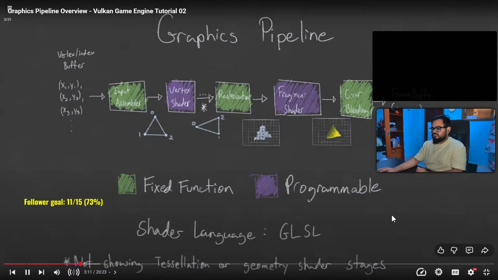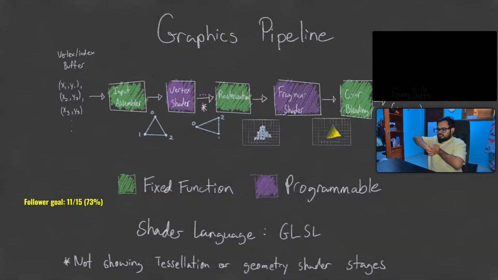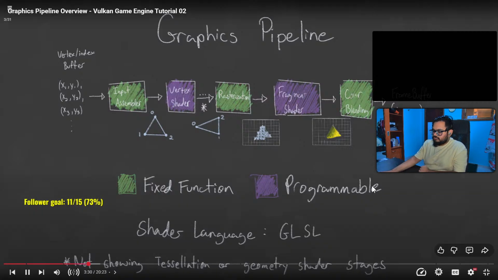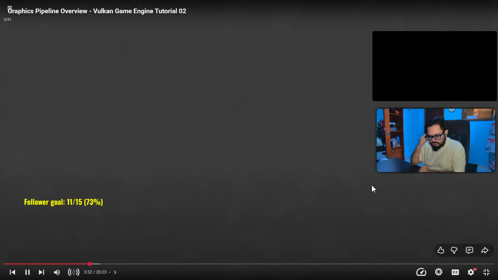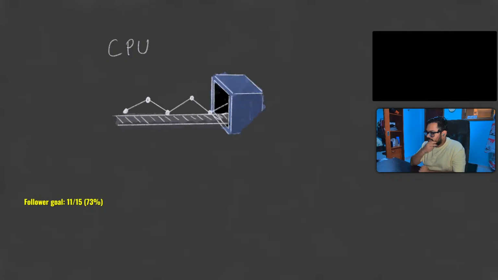Note that in this diagram, I am not showing the tessellation or geometry shader stages. These stages are programmable and occur between the vertex shader and the rasterization stage, but for our purposes, we do not need to use this functionality anytime soon. Now, one thing you may be wondering is why is all of this necessary? Wouldn't it be simpler to code a program in C++ that draws a triangle for us? And you'd be right, it would be simpler, but it would be much, much slower.